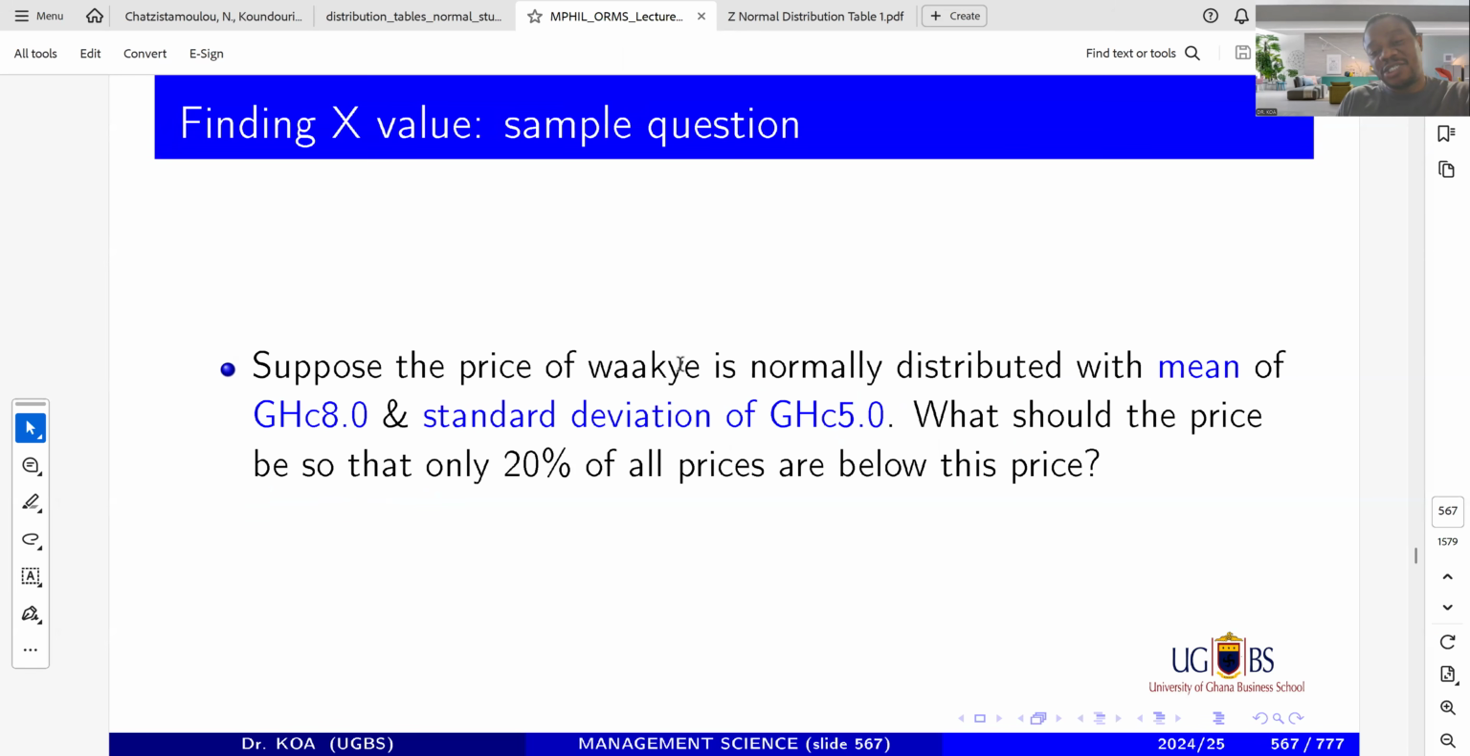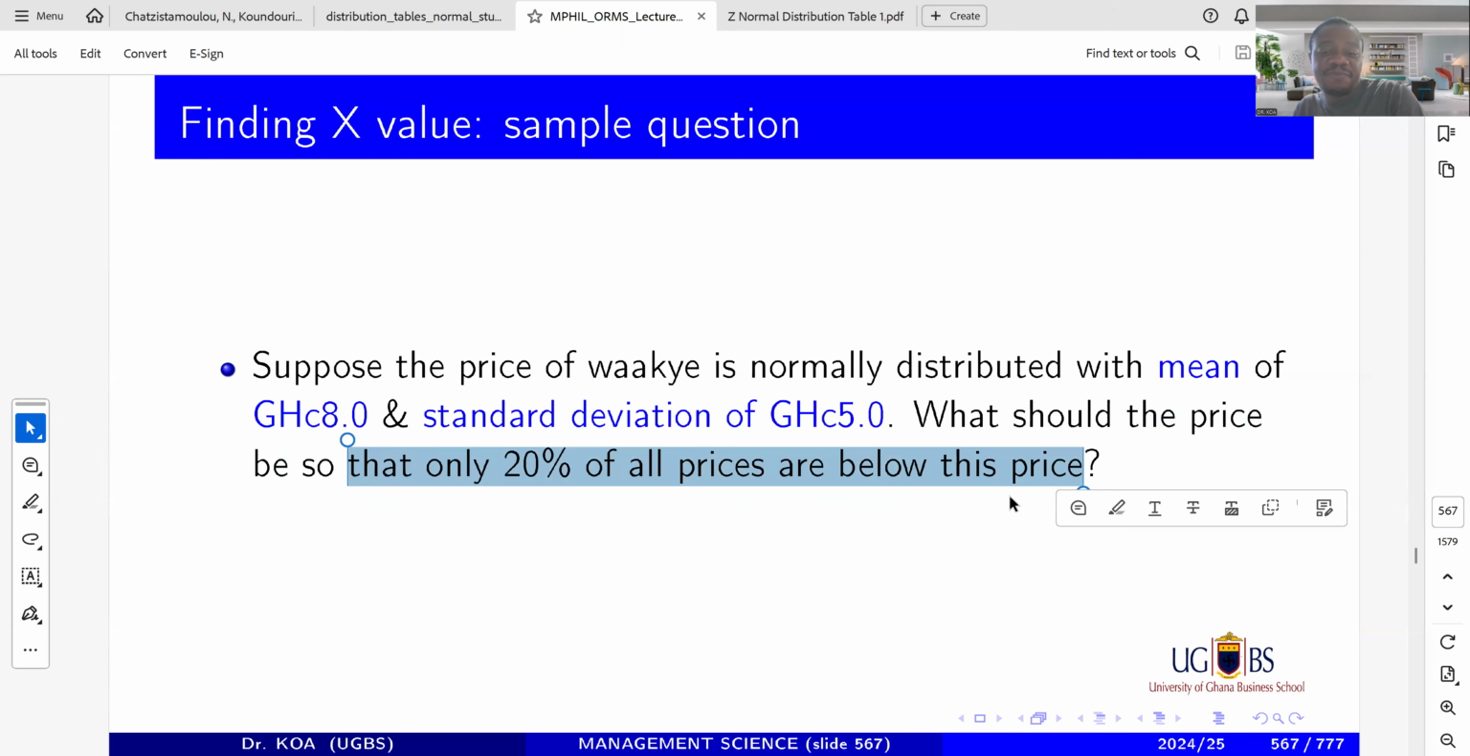Suppose the price of Wache is normally distributed with a mean of 8 cedis. The standard deviation is 5 cedis. So the 8 here is the price of Wache, but it's the average price of Wache. Now I want a particular price of Wache. It says, what should the price be? It's asking for X, so that only 20% of all prices are below this price. This is a tricky part. Only 20% of all prices are below this price.